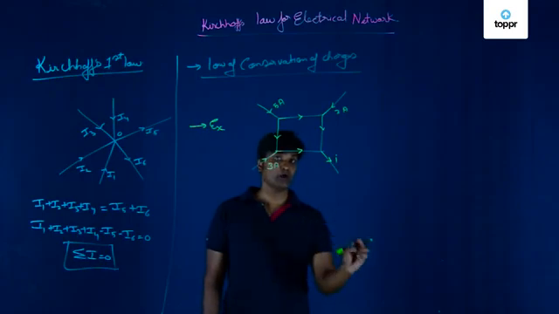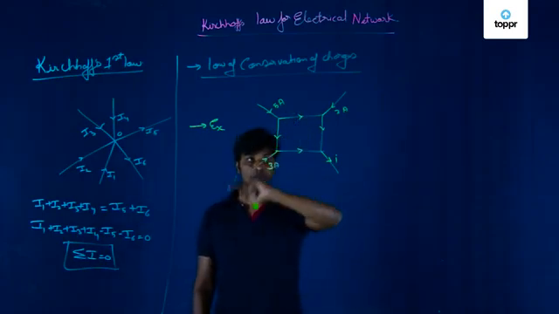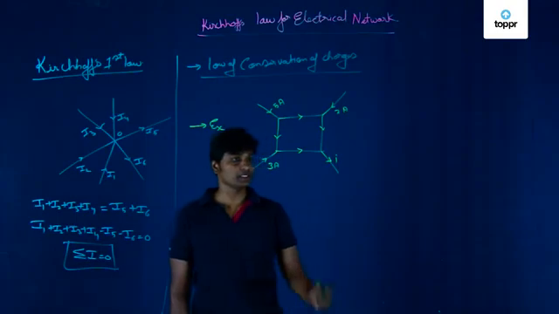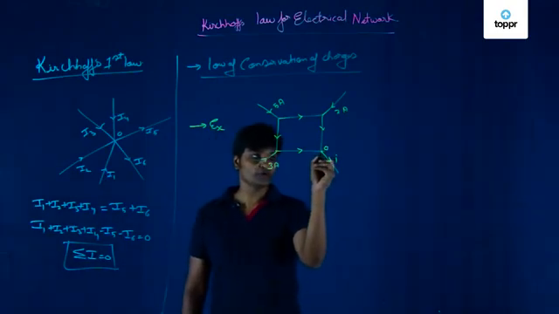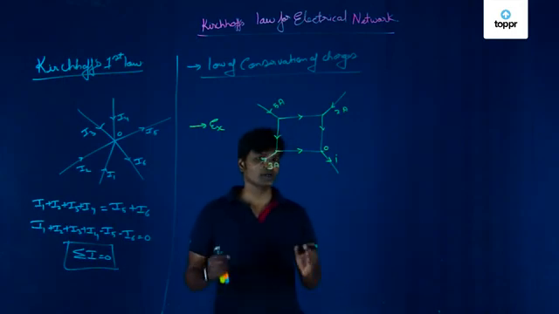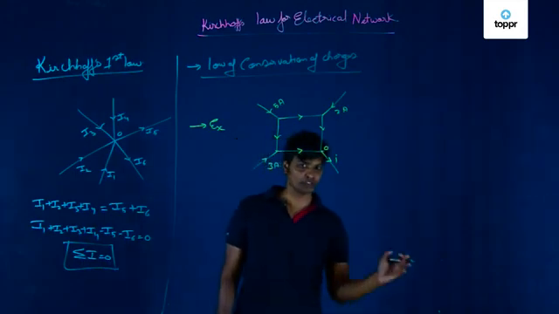This particular circuit looks very complicated. We don't know the amount of current passing through this branch, this branch, this branch, this branch. It is not given. But what does Kirchhoff's law say? If this is the junction point O, the amount of current coming towards a junction is equal to the amount of current moving away from the junction.